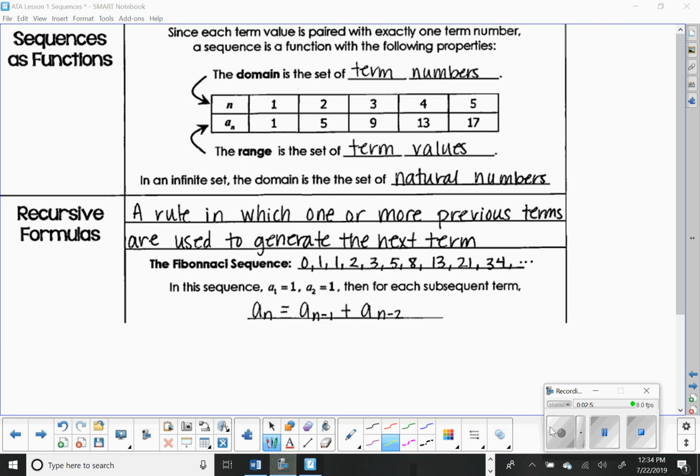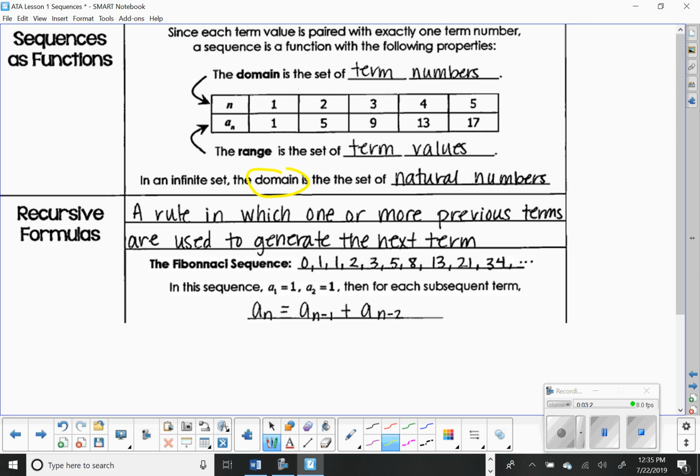Okay, sequences as functions. Since each term value is paired with exactly one term number, a sequence is a function with the following properties. The domain is the set of term numbers, n: you've got your first term, second term, third term, etc. And the range is the set of actual values. In an infinite sequence, the domain is the set of natural numbers. Remember, it's just the domain that we can tell. We can't do the range because we don't know what the rule is.